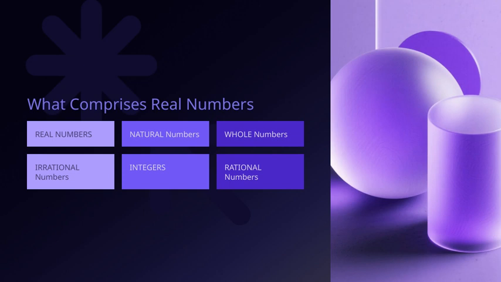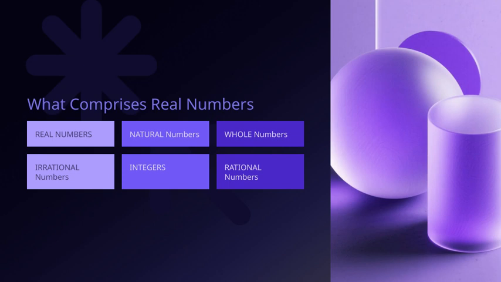Moving further, we come to integers. These include all whole numbers and their negative counterparts, like -1, -2, and so forth. Then there are rational numbers. These are numbers that can be expressed as a fraction or ratio of two integers, where the denominator is not 0. Examples include 1/2, -3/4, and even whole numbers like 5, which can be written as 5/1.